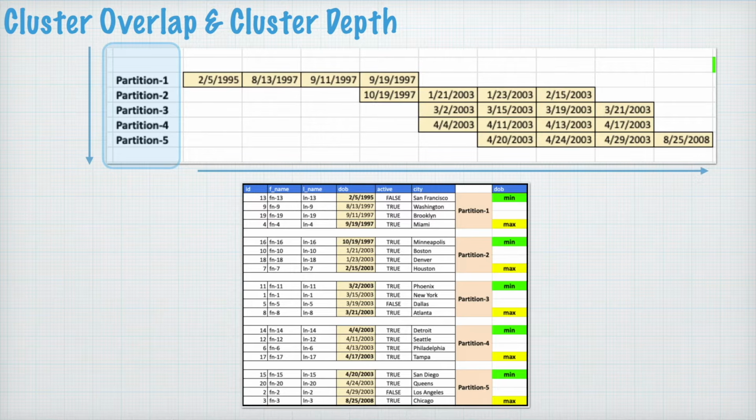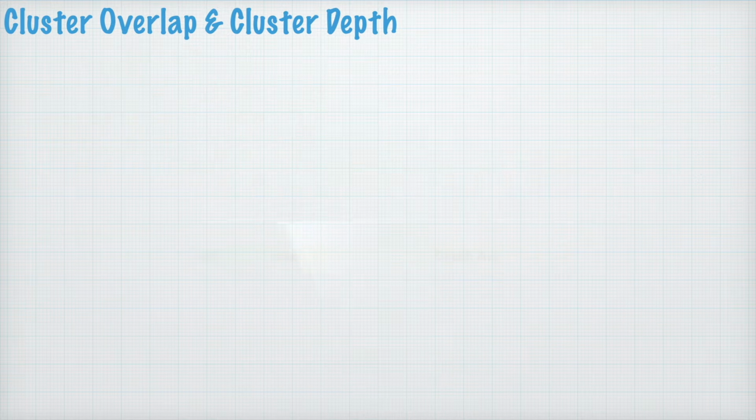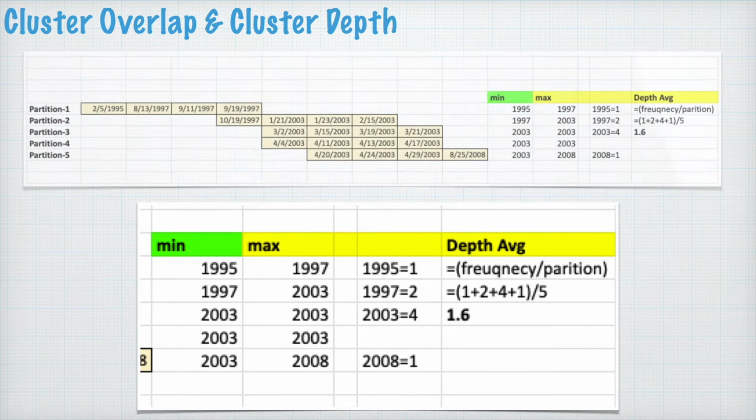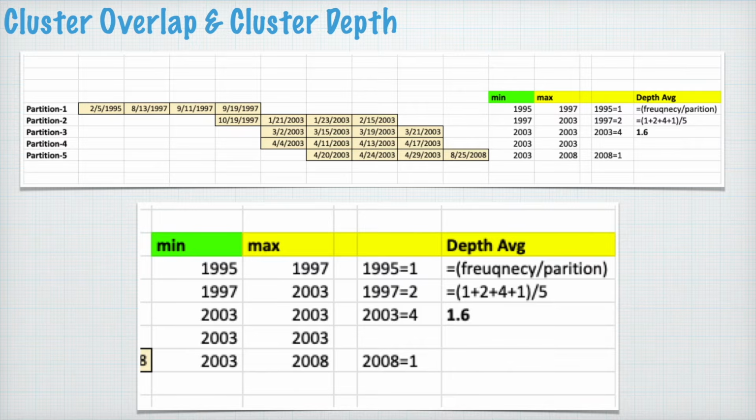And you clearly see in this example, partition 1 and partition 2 share 1997, partition 2 and partition 3 share 2003, partition 3 and partition 4 share 2003, and partition 4 and partition 5 share 2003 again. So if I expand my table further to add a frequency marker with min value and start looking downward in the rows, for year 1995, the depth is 1 as it is available only in partition file 1, and it has 0 overlap as it doesn't overlap with any other partition.